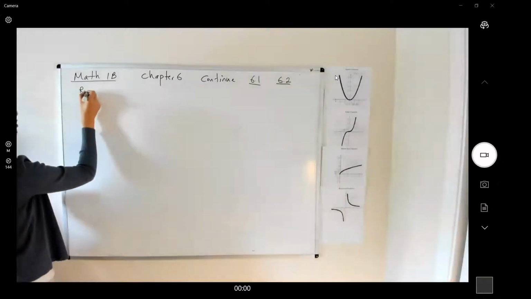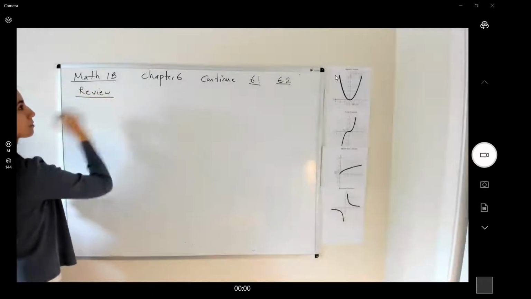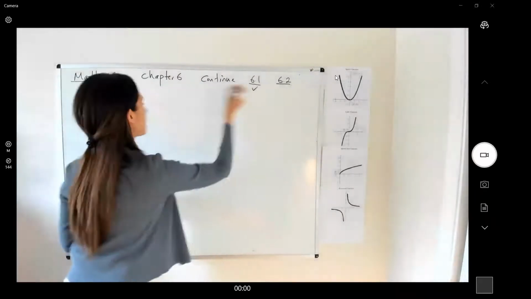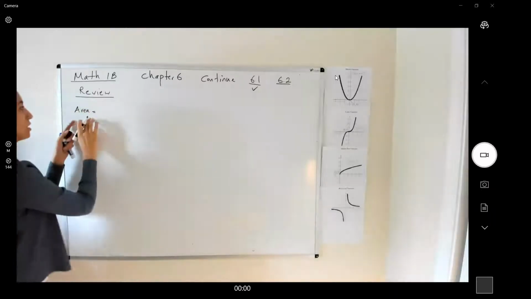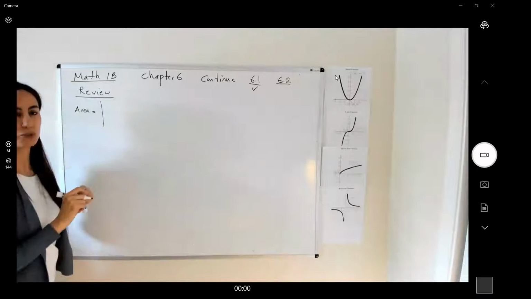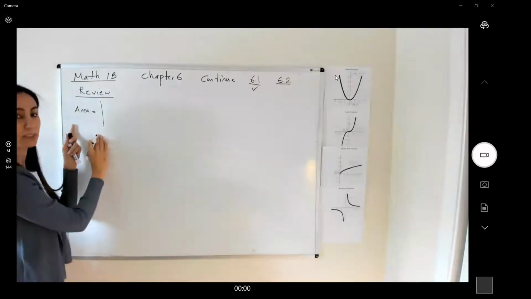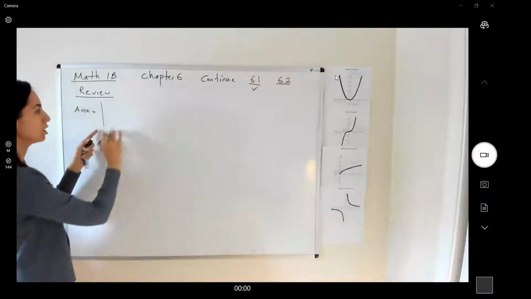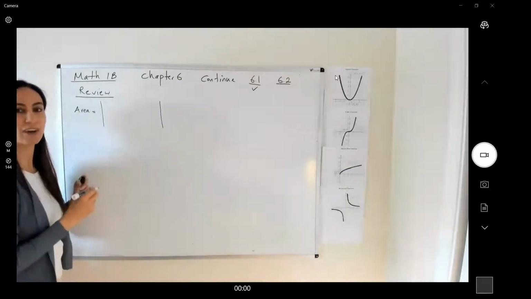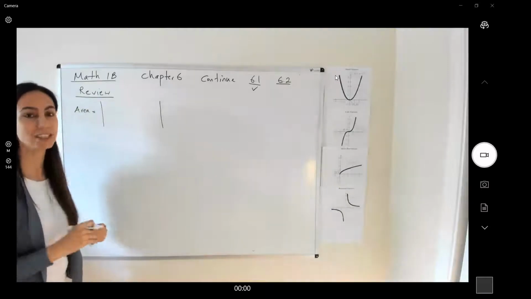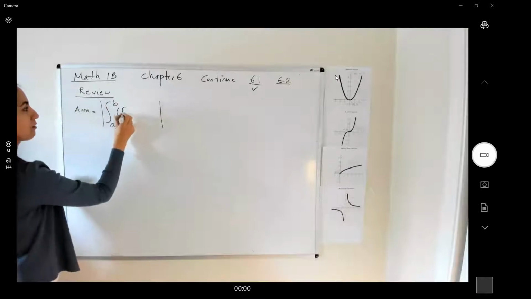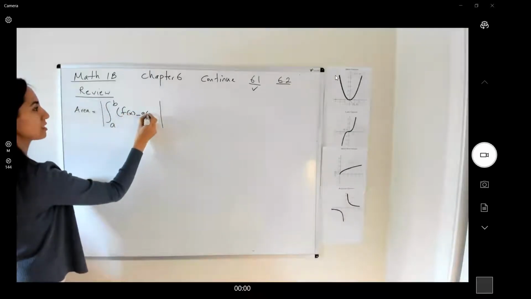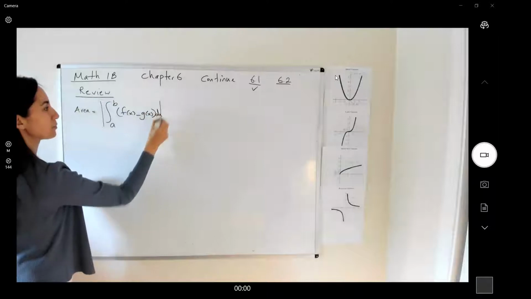So let us review a little bit. In 6.1, we learned how to find the area between two functions. The area is equal to the absolute value. Remember that when you're talking about area, the area must be positive. We don't have negative area. In general, we can use absolute value to make sure you have a positive answer. Is the integral a to b of f of x minus g of x dx.